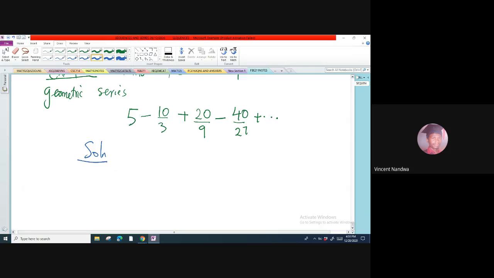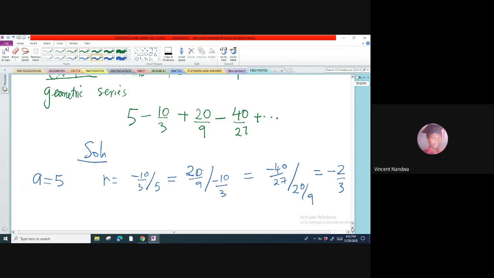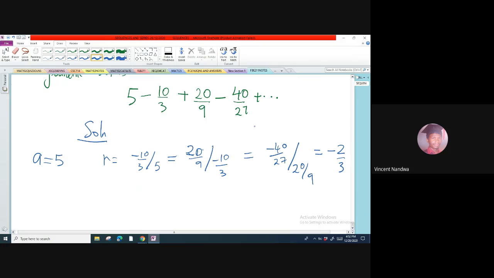So, solution: a is 5, and r is minus 10 over 3 divided by 5, which is the same as 20 over 9 over minus 10 over 3, which is the same as minus 40 over 27 divided by 20 over 9. When you work this out, you should get r to be negative 2 over 3.